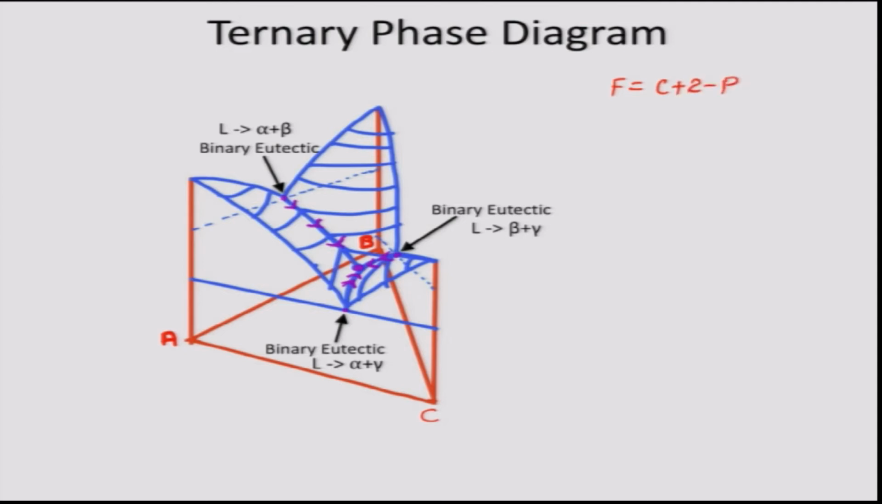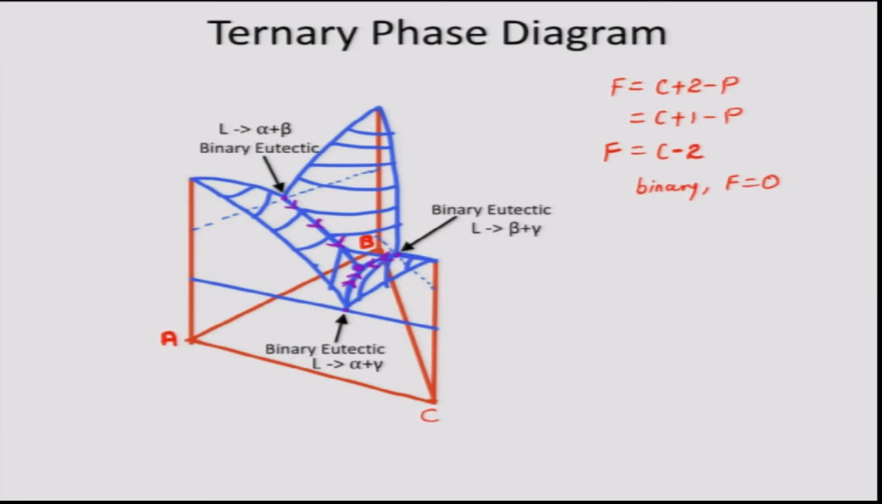Since I am considering a phase diagram at constant pressure, F would be C plus 1 minus P, and in a binary eutectic there are 3 phases in equilibrium. So, for 3 phase equilibrium F is equal to C plus 1 minus 3, which is C minus 2. This shows that for a binary, F is equal to 0. That means there is 0 degree of freedom for a eutectic equilibrium on a binary phase diagram.